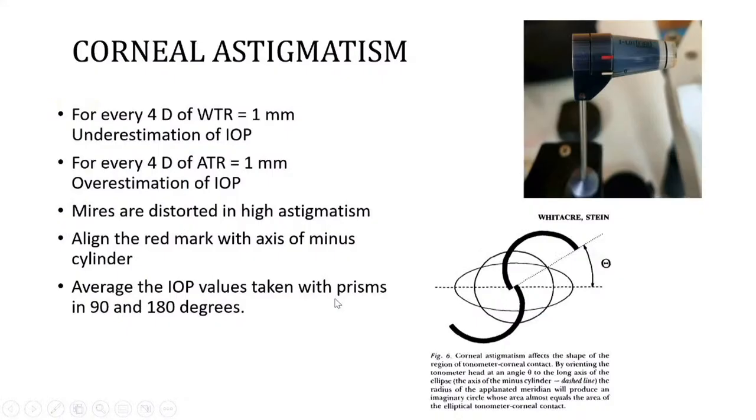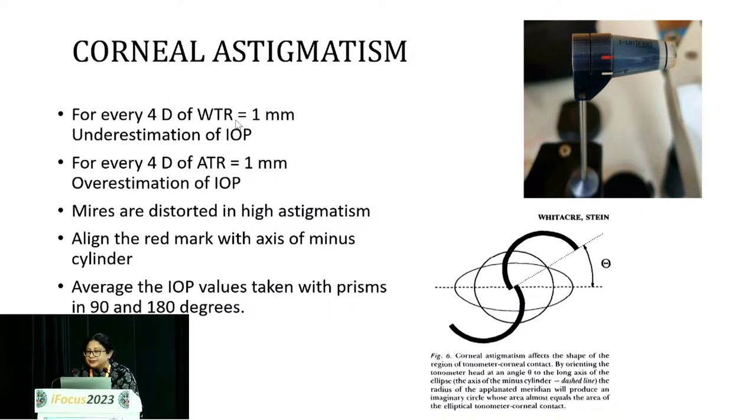Then there are other sources of error like corneal astigmatism. It is seen that for every 4 diopters of with-the-rule astigmatism, there is 1 millimeter of mercury underestimation of the intraocular pressure. For against-the-rule astigmatism, you have overestimation of IOP. And in high astigmatism, what do you see? The mires are distorted.